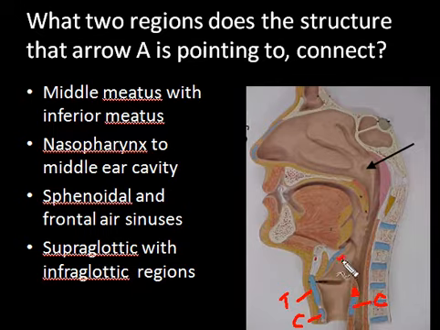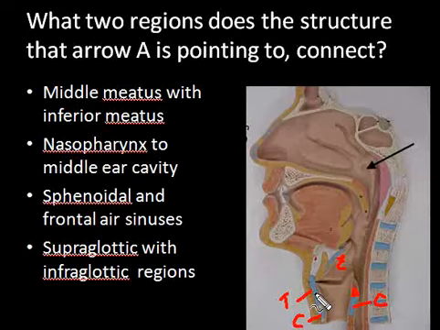And here you can see this is the epiglottis. So while you're looking at any image like this, you should always try to identify some of the other structures there. And here this is the vestibular fold superiorly and the vocal fold inferiorly.